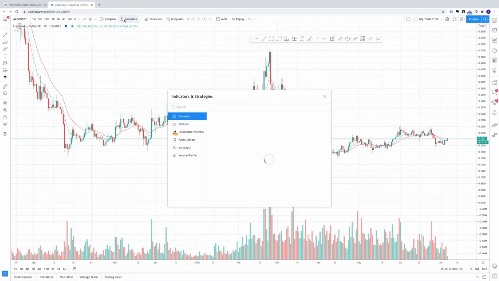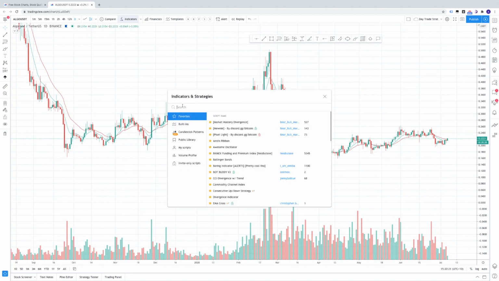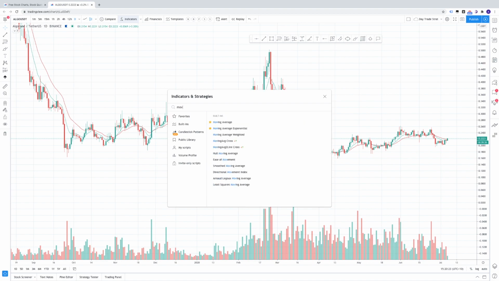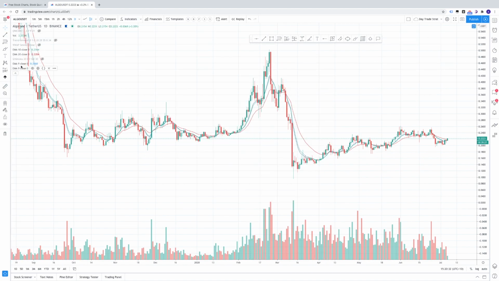Just click on the indicators up here, search in the search bar, moving average, and you'll see exponential. Just click on that twice and that will bring up 2 EMAs here. Click on the setting icon, change the first one. For this video we're going to change it to 10, and for the other one change that to 20. Okay, once you've done that, you will see that 2 lines show up.